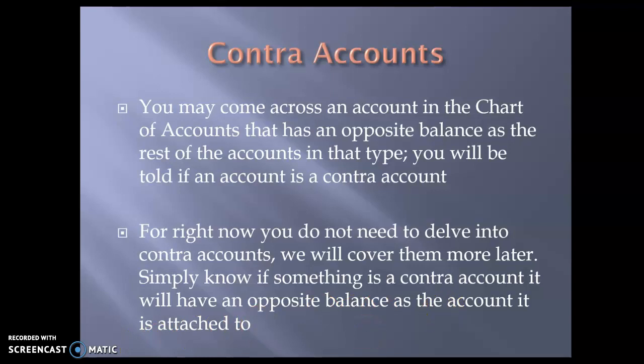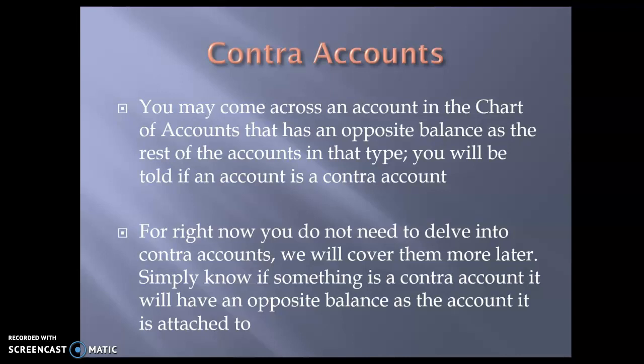Now, there are things called contra accounts. A contra account is attached to another account, but has an opposite balance as the rest of the accounts in that type. So if it's, say, a contra asset, it's attached at the hip to some asset account, but has an opposite balance. We just learned that assets have a debit balance. A contra asset would have an opposite credit balance.